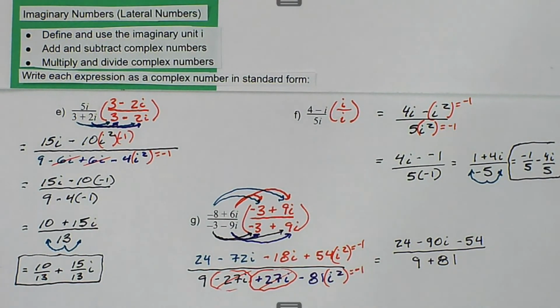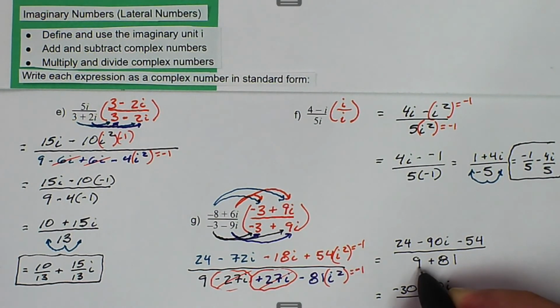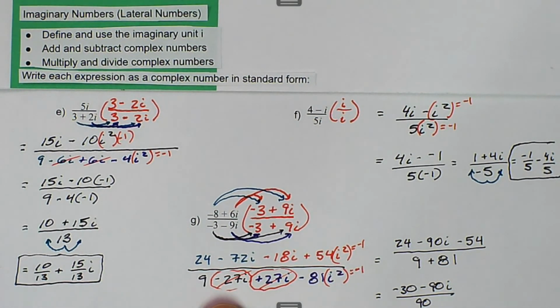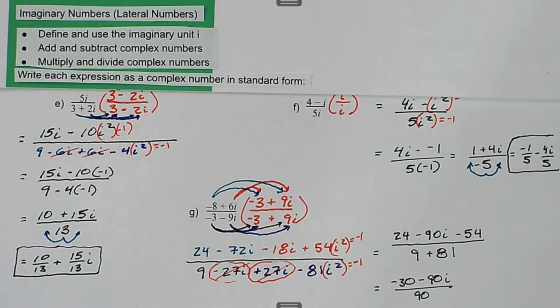And now we have a couple things that we can combine here. So we can rewrite this. And then 24 minus 54 becomes negative 30, and then we can bring down the negative 90i, and then we have 9 plus 81 is 90. And then the last thing that we can do is distribute the 90 to both terms in the numerator.